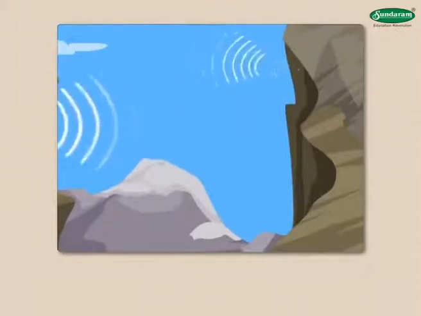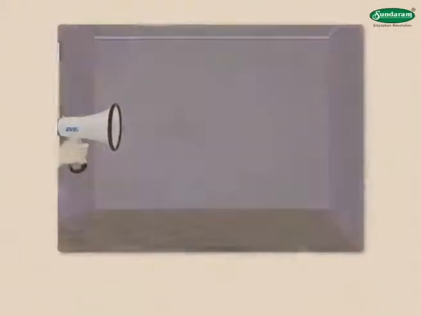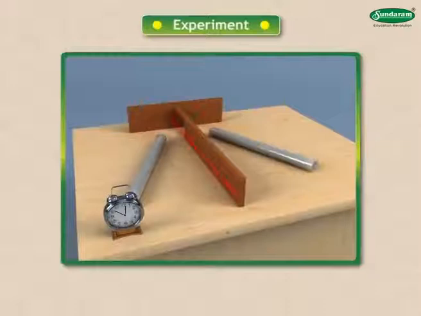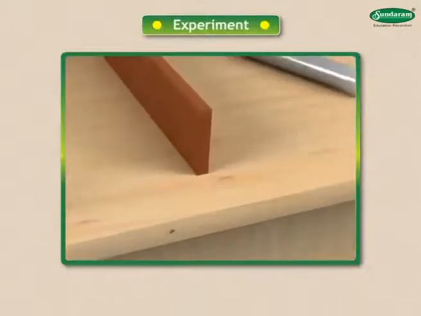This is called an echo. This tells us that sound is reflected from a flat surface and travels back in the direction from which it came. Try this. Take a long, about 10 cm wide wooden plank. Place it across a table, as shown in the figure, with its width perpendicular to the surface of the table.